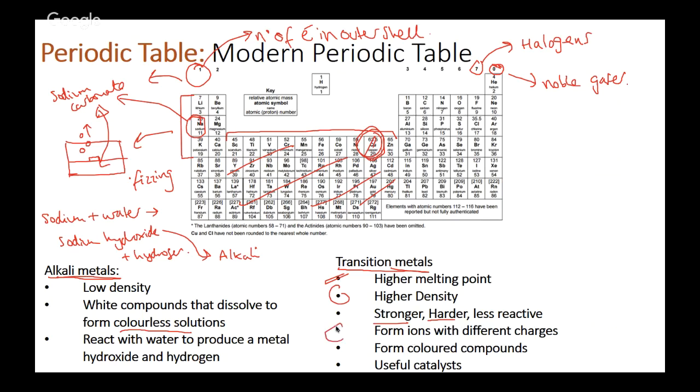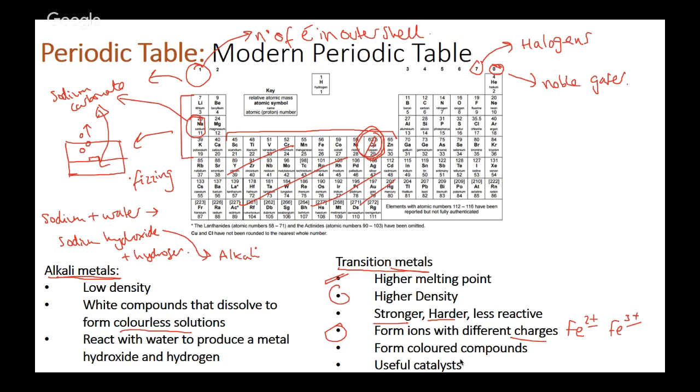This bit's quite important. They form ions with different charges. What that means is, because they're in the middle of group 2 and group 3, these transition metals have a bit of a special property in that they can form, for example, let's take iron. Iron can be Fe2+ as an ion or Fe3+ as an ion. So they have different charges that they can take the form of.